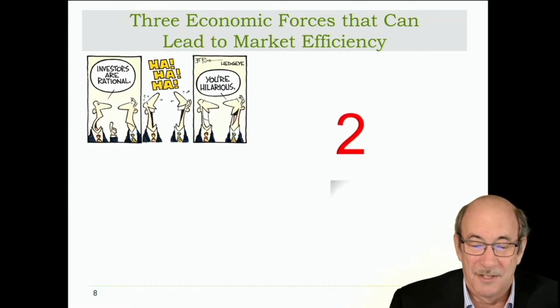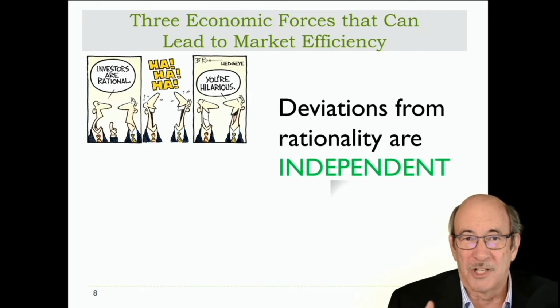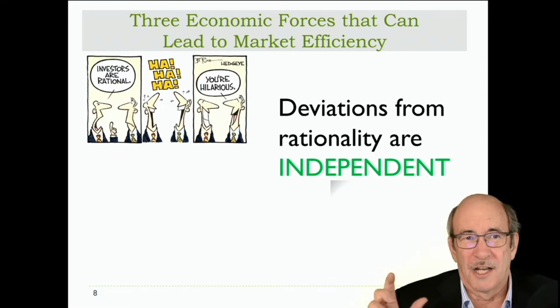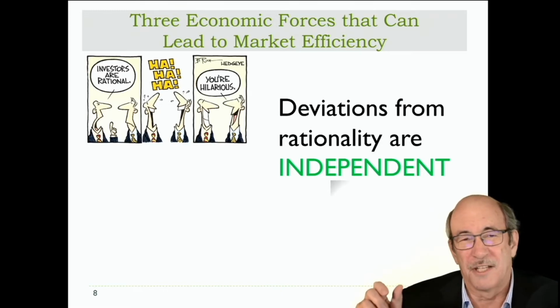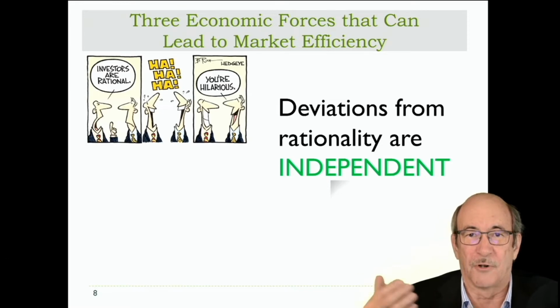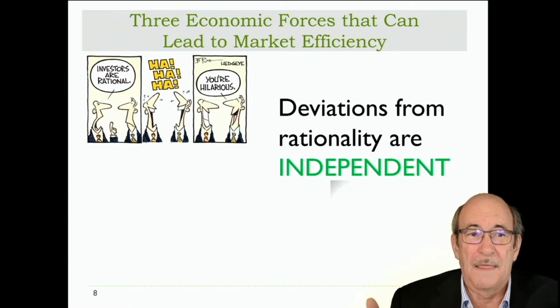But second thing that drives this is that if we have deviations from rationality, they're independent. There's this acronym in statistics. I don't know if you've encountered it, I don't know if you get into that in EC 210. Have you ever heard of IID? No. Independent and identically distributed. So as long as the deviations from rationality are independent and identically distributed, they cancel each other out.